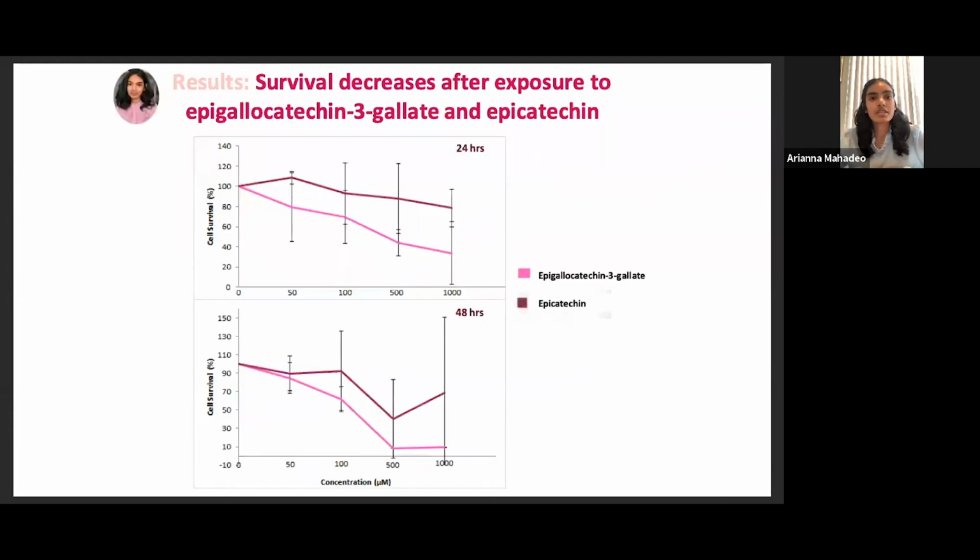So here you can see survival curves for epigallocatechin 3 gallate, which is the light pink, and epicatechin, which is the purple, at both 24 and 48 hours. As the concentration of the catechins increases, the survival of the cells decreases. This reduction is greater at 48 hours for both catechins. However, epigallocatechin 3 gallate, which again is the pink, decreases cell survival at any time point, whether 24 or 48 hours.